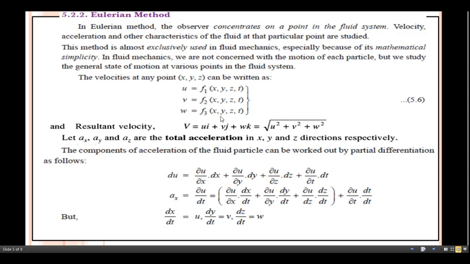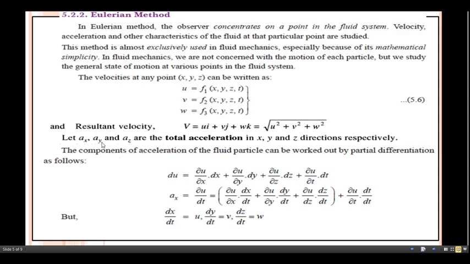Similarly, w is a function of x, y, z and time t. Here the function we get along every axis is different, that's why f1, f2, f3 is written. So what about the resultant velocity? The resultant velocity we can get as ui plus vj plus wk. What are i, j, k? These are nothing but the unit vectors. So this is the vector form of the velocity, and the square root of this gives the resultant velocity: square root of u square plus v square plus w square.